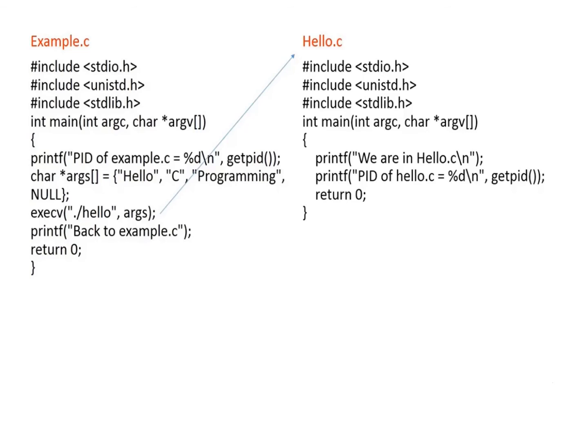See here, the control will be passed, and we are in hello.c, then the PID of hello. If you look at the output here, the process ID of hello.c and the process ID of example.c will both be the same.